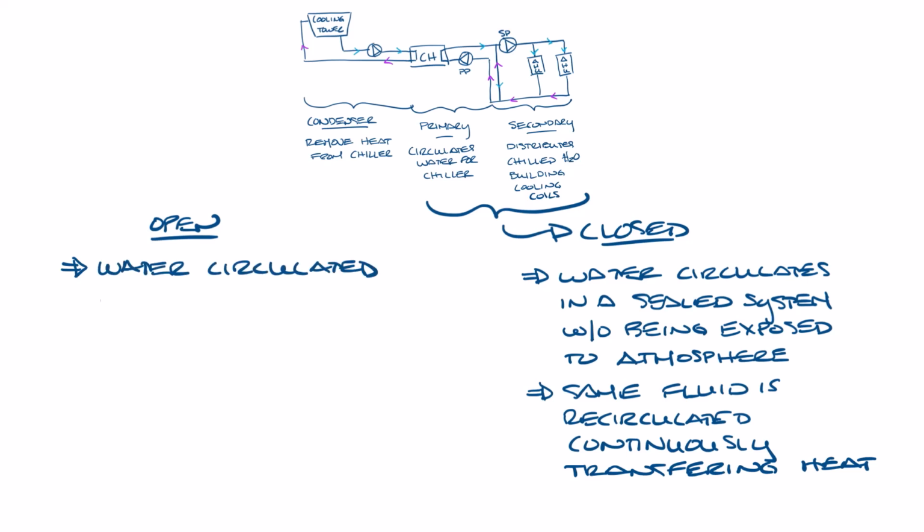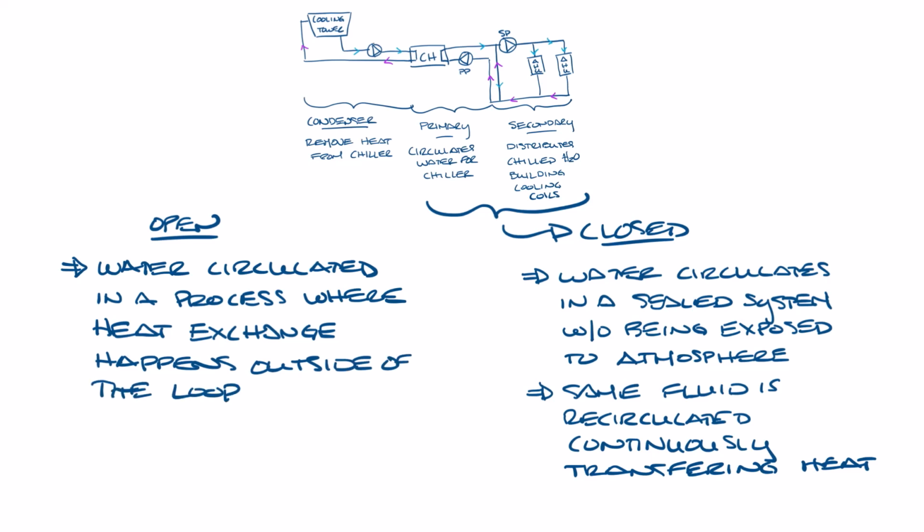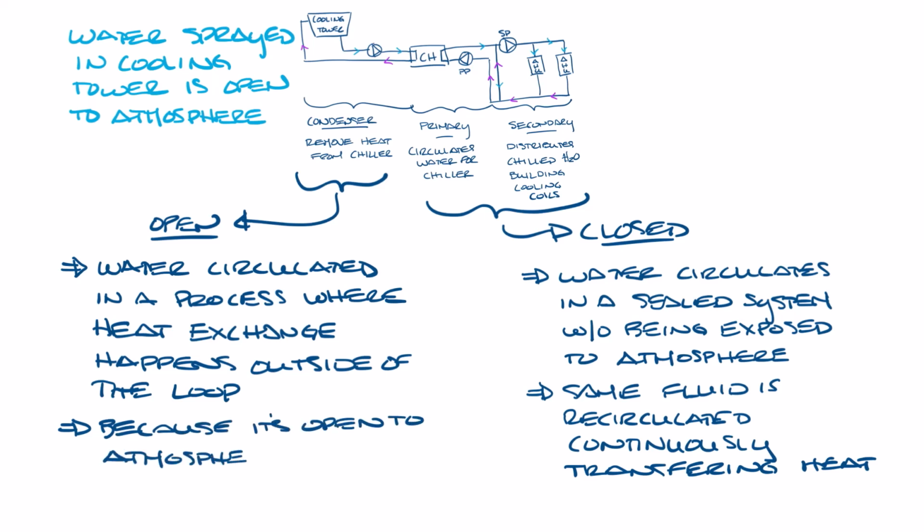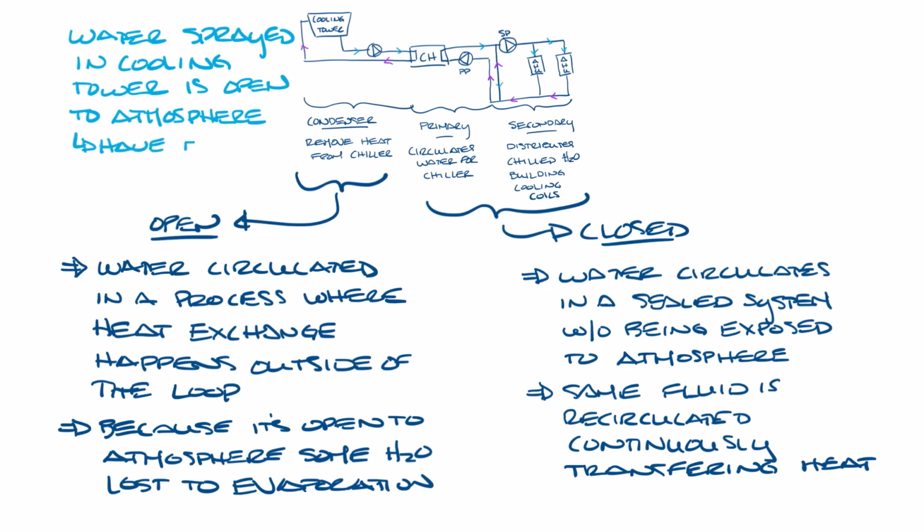In an open loop, water is circulated through a process where heat exchange happens outside of the loop. The cooling tower is a good example of this. I'll put a link to the cooling tower intro video I did a while back, but basically water is sprayed into the cooling tower. When it's sprayed into the cooling tower, it's open to the atmosphere. Because it's open to atmosphere, cooling towers lose some of their water volume through evaporation. Cooling towers have drift eliminators to capture some of the evaporated water, and they can also use makeup water to replace evaporated water and drift losses.